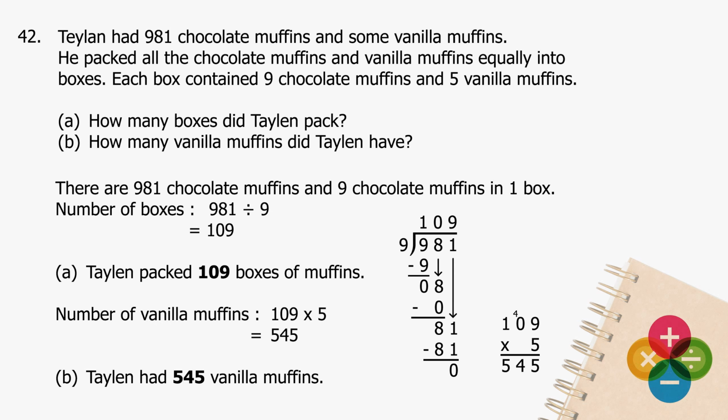There are 981 chocolate muffins, and 9 chocolate muffins in one box. The number of boxes will be divide 981 by 9, and the quotient is 109. A. Talon packed 109 boxes of muffins. The number of vanilla muffins will be multiply 109 by 5, and the product is 545. B. Talon had 545 vanilla muffins.